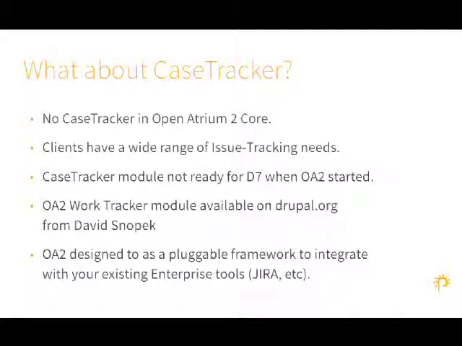Of course, the other problem was when we started this a year ago, the case tracker tool in D7 wasn't available, so we couldn't use it. So we do not have an issue tracker in core. That's a community enhancement using the pluggable extensibility I talked about. Now, what was funny is early on in the alpha, a guy from the community, David Snowpeck, said, hey, I need an issue tracker. I'm going to build this thing called Work Tracker, and I'm going to contribute it to the community. So if you go to the project page for Open Atrium, there's a link to that. Give it a try. Maybe that's what you need for issue tracking. Maybe you need something else. We're going to be focusing on making integrations with more enterprise level tools.